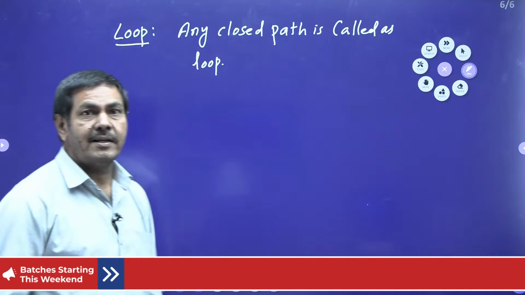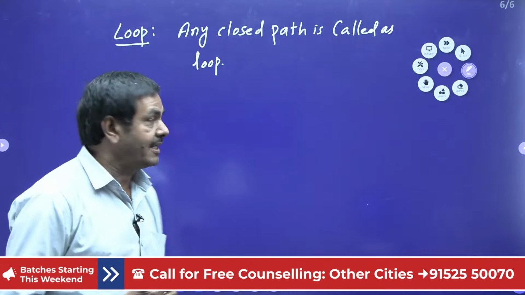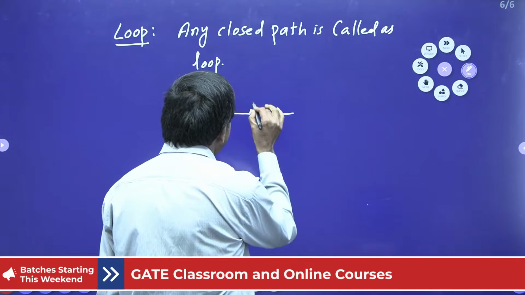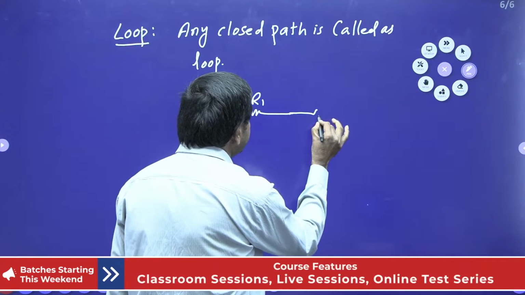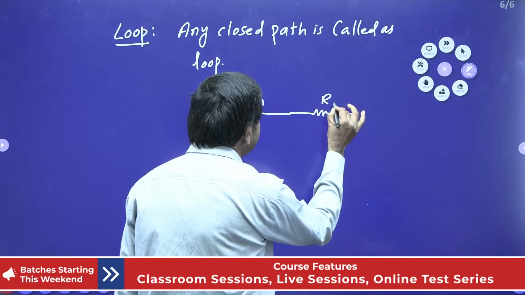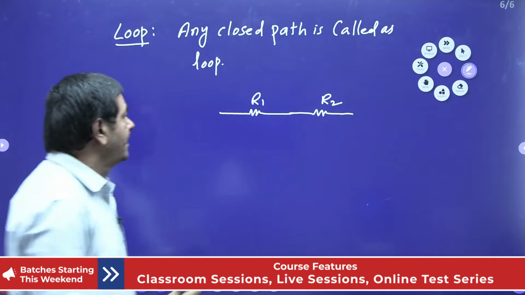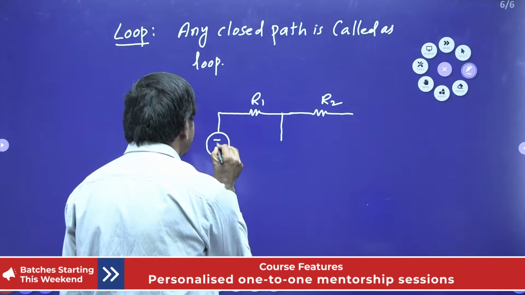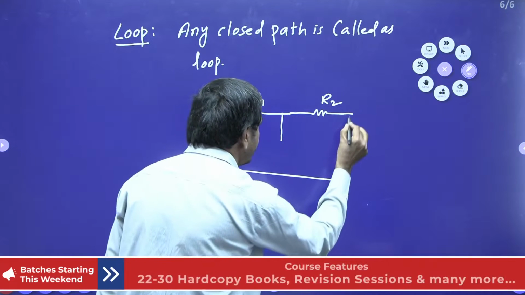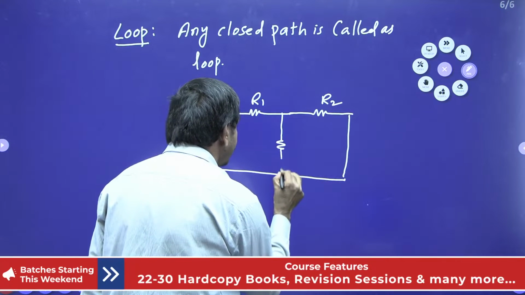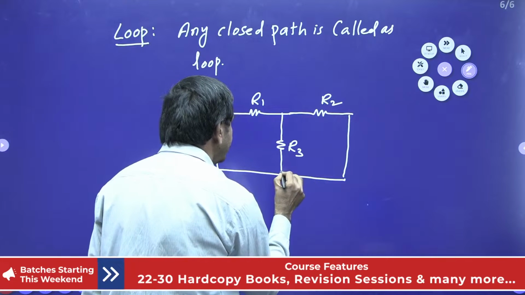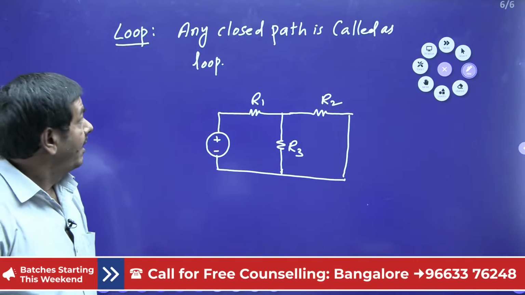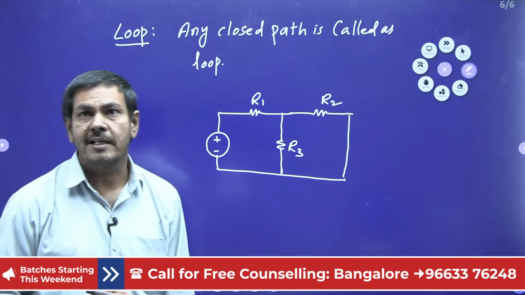If I give one example, you can easily understand. Suppose I connected one resistance this side, R1. And I connected one more resistance R2 this side. And also I connected one source this side. And one more resistance R3 I connected this side. Finally, we form the diagram in this way. I ask, can you say how many loops are existing?